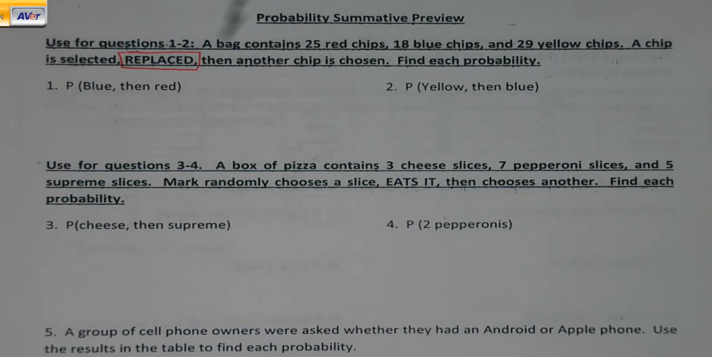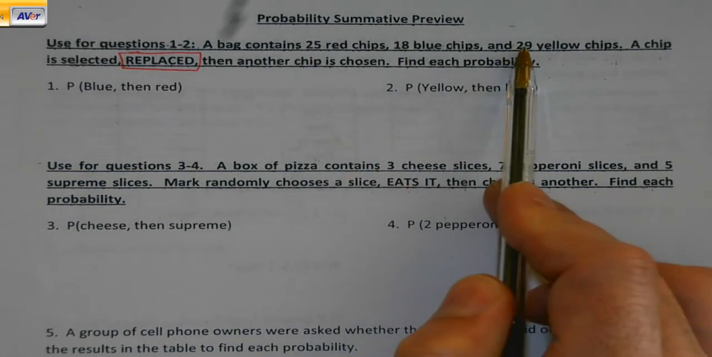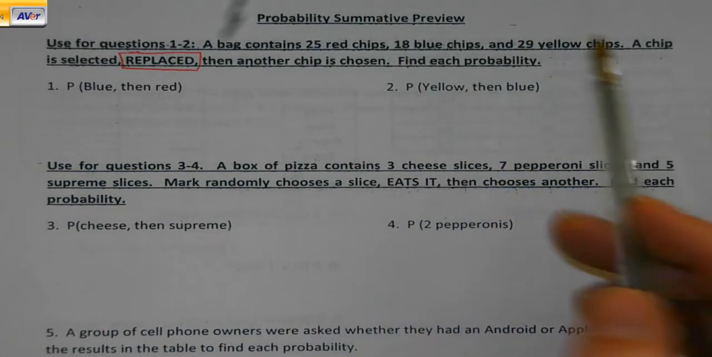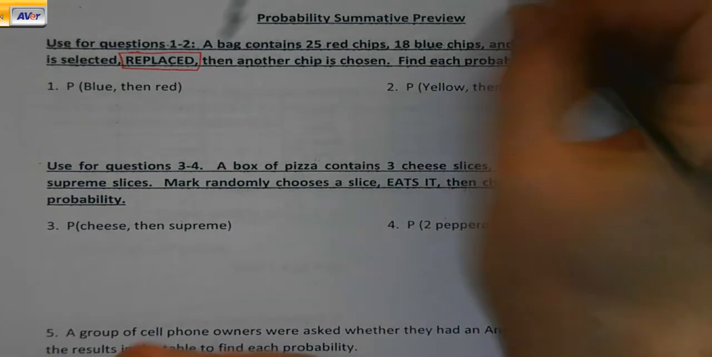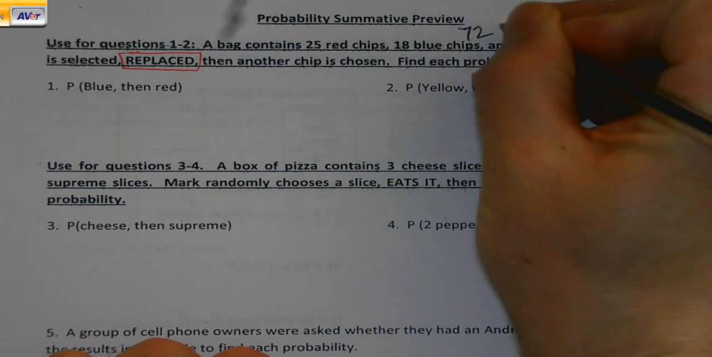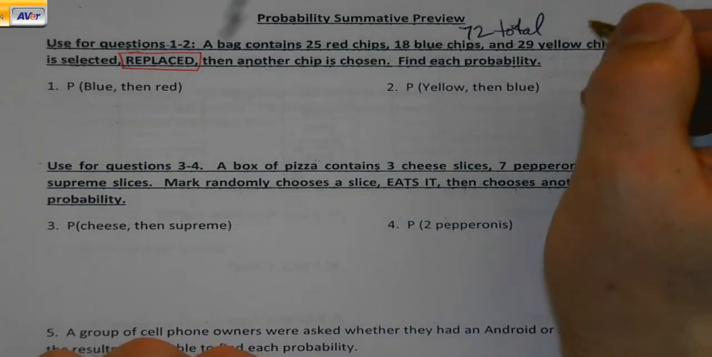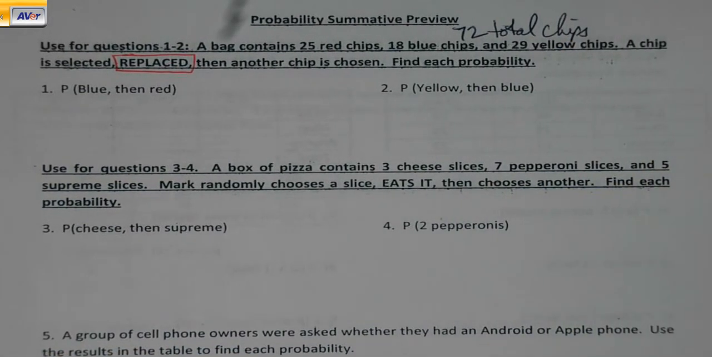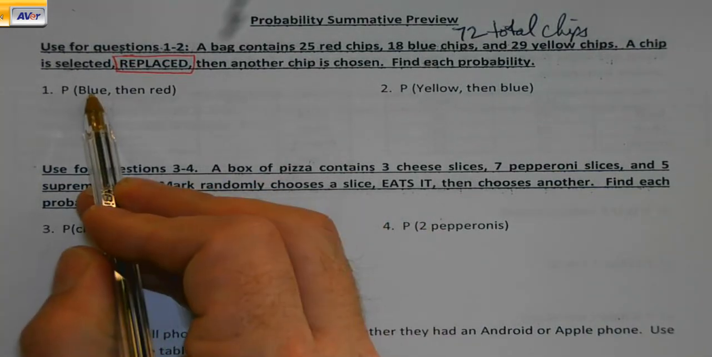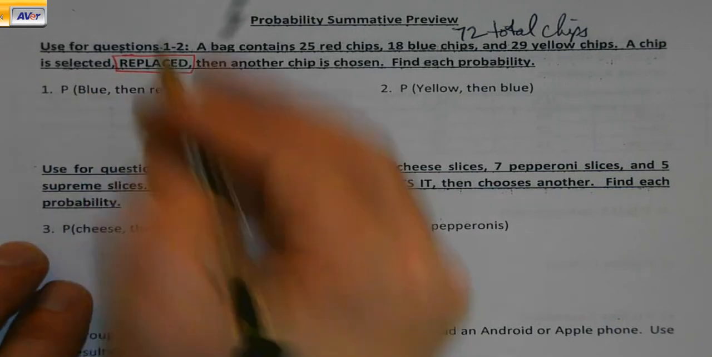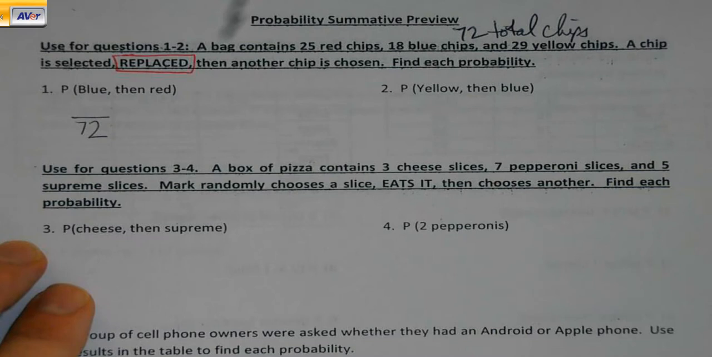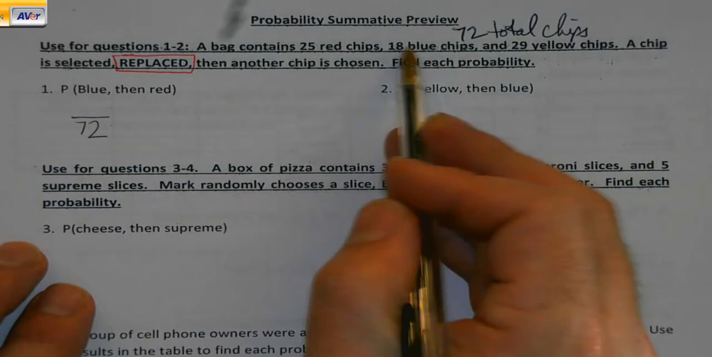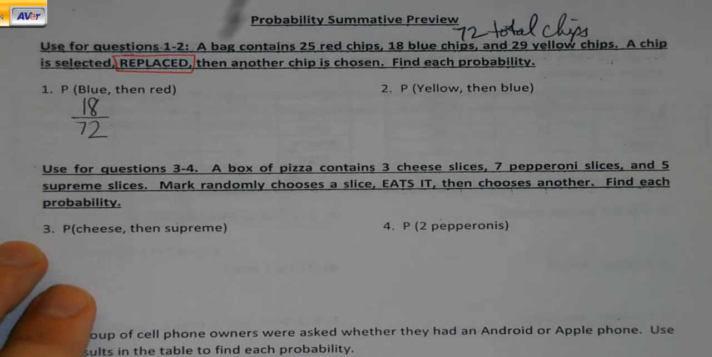So the first thing I want to do is see how many total chips are there in the box? Because we've talked about when we're doing probability, one of the things that we need to know is what our sample space is. And in this case, my 72 total chips would be my entire sample space. So when I get to my first probability, the probability of getting blue, whatever it is, it's going to be out of 72, because that's how many chips are in the bag. So blue is 18. I have an 18 out of 72 chance of getting a blue.